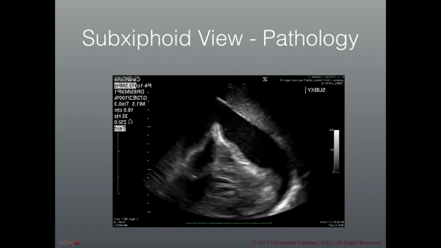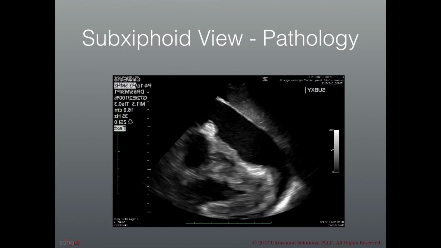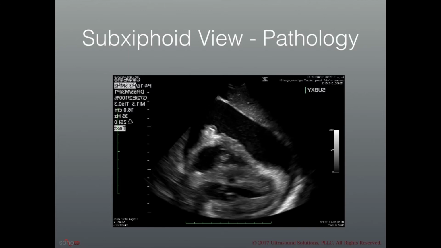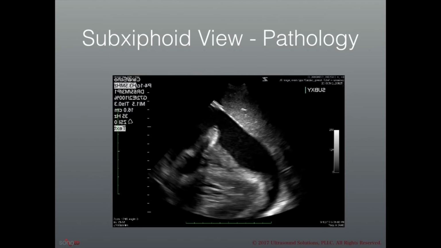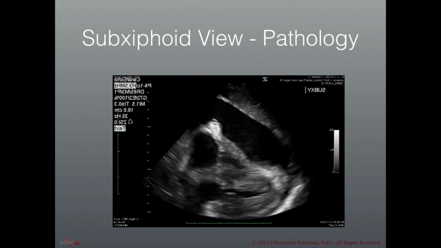Here's a view of a very, very large pericardial effusion. I believe this was a dialysis patient, and they obviously very commonly have large pericardial effusions that are chronic that allow them to grow to this size. But what you'll see is a couple things.